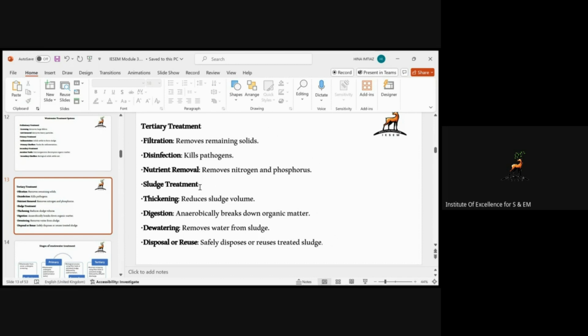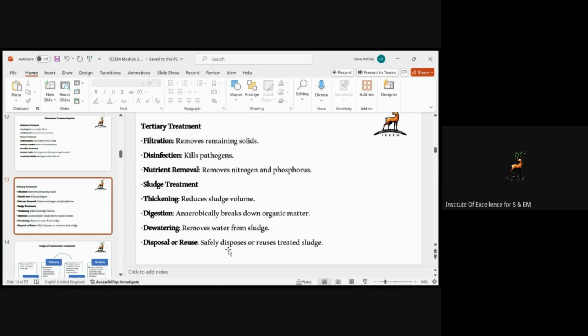And again, there is the production of the sludge, because the sludge has been activated in these stages. The thickening of the sludge is the first step, which reduces the sludge volume, and it can be digested anaerobically. Anaerobically means here the use of microorganisms which do not need any oxygen. They can perform in the absence of oxygen, and those bacteria break down the organic matter. The next step is the dewatering, which removes the water from the sludge. And the last step is the disposal or the reuse.